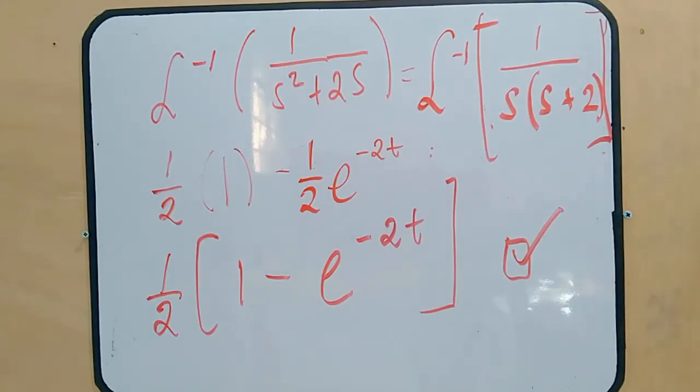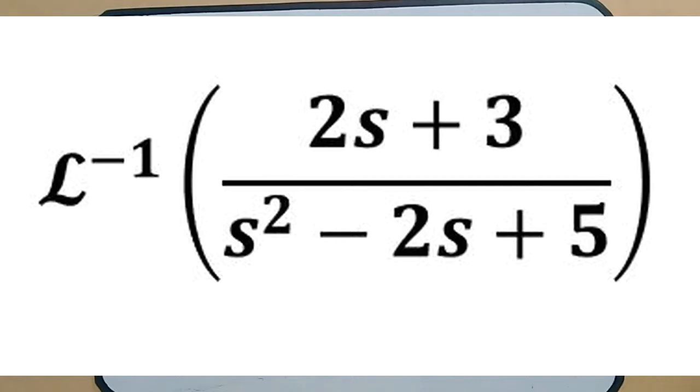Now guys, let's proceed to our next problem. Now, next problem tayo guys, this is the inverse Laplace transform of, you have here 2s plus 3 all over s squared minus 2s plus 5.